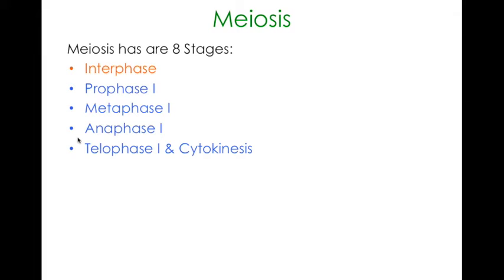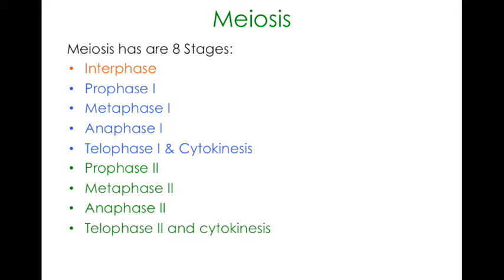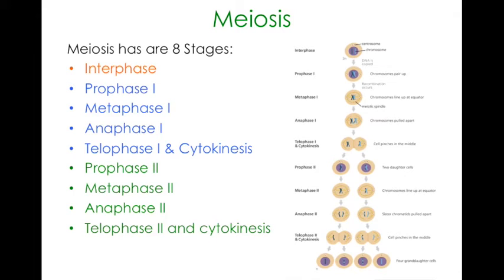Okay, and the cycle then repeats again, and so you get prophase 2, and then you can probably guess what the next ones are: metaphase 2, anaphase 2, and then telophase 2 and cytokinesis again. Now here is just a bit of an overview, and if you pick out carefully enough, you will see elements of mitosis in there as well.